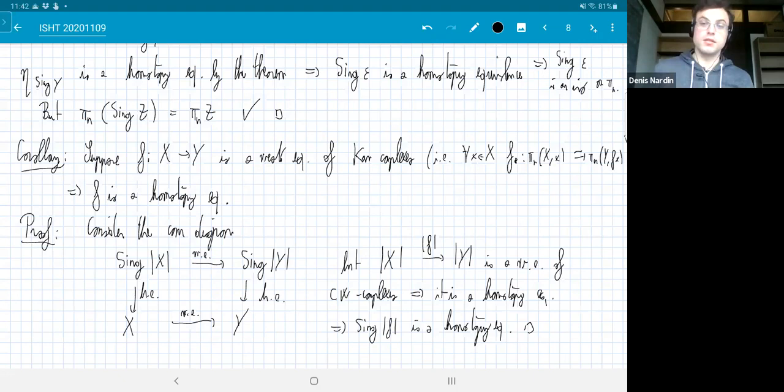Next time, we're going to tie up this loose end, this theorem that I mentioned. I'm going to prove it using a simplicial approximation theorem that I'm going to prove in the notes, but not say in class, because it would derail us too much. And then we're going to start talking about homotopy coherent diagrams and homotopy colimits.